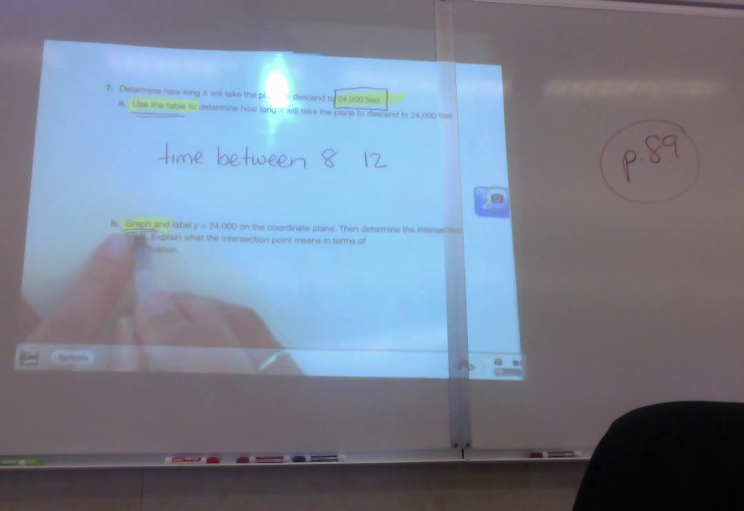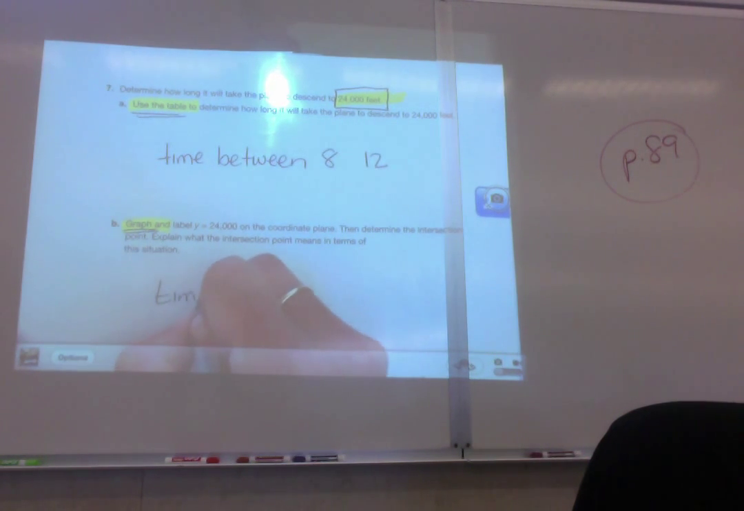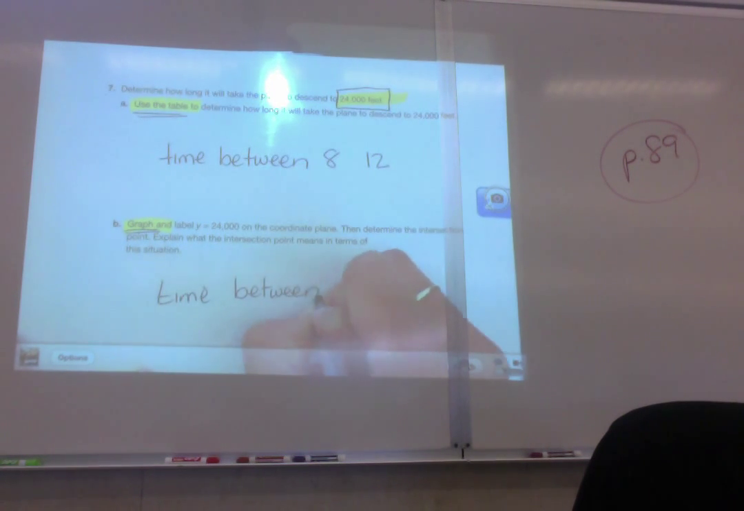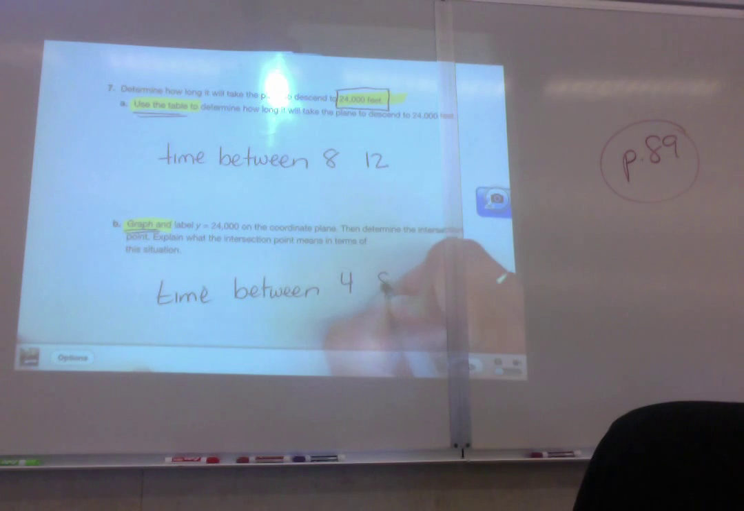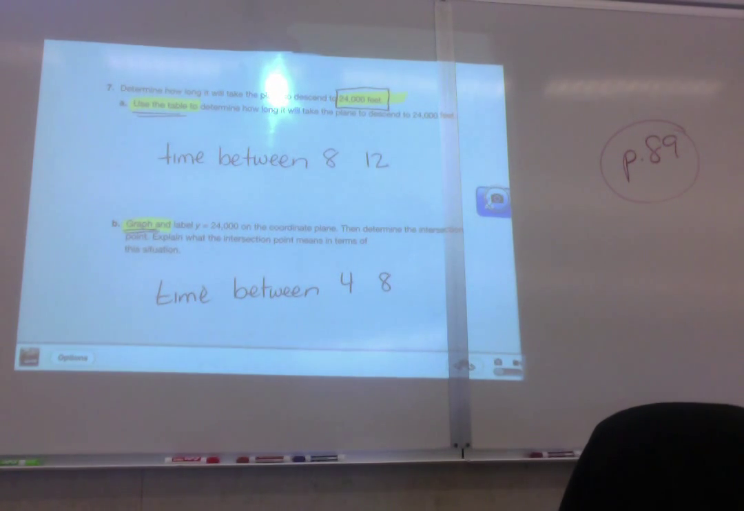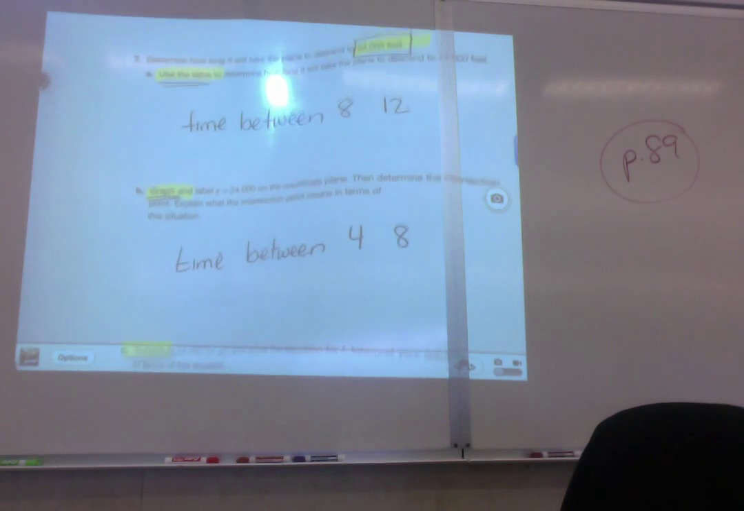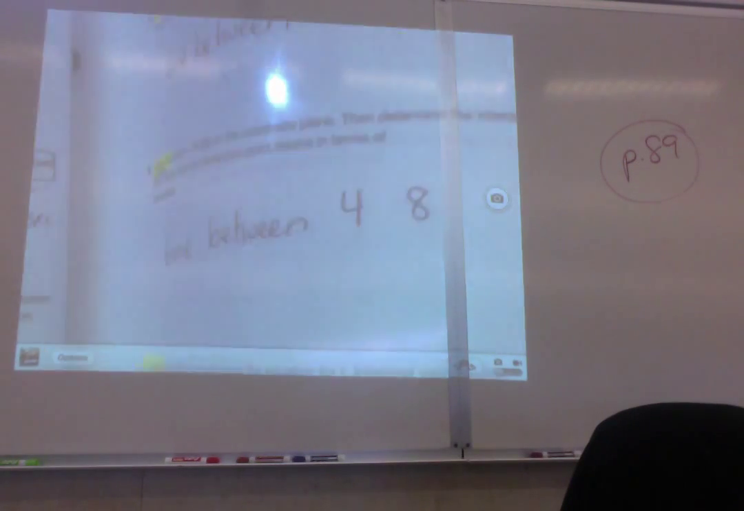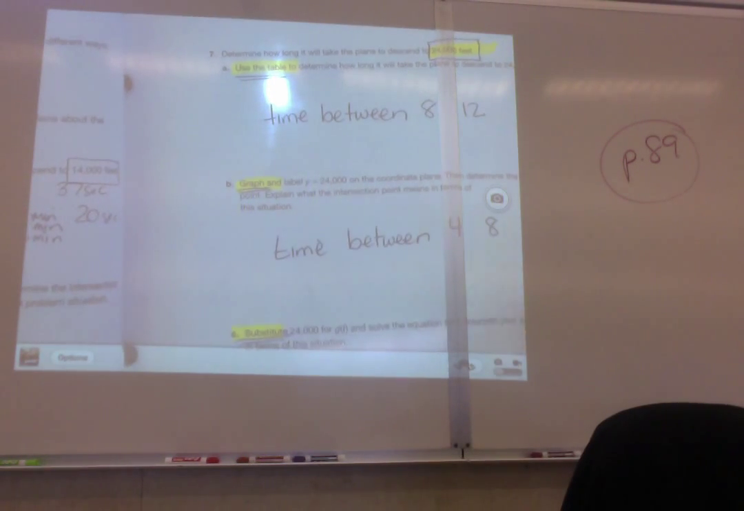Okay? When you're looking at the graph, what was the time between? It was between 4 and 8. So it narrowed down a little. But it looks like 7.32. Okay? And again, could you stop? This is what you need to do right now. You're sorting stuff and you need to focus and get some of this written down.